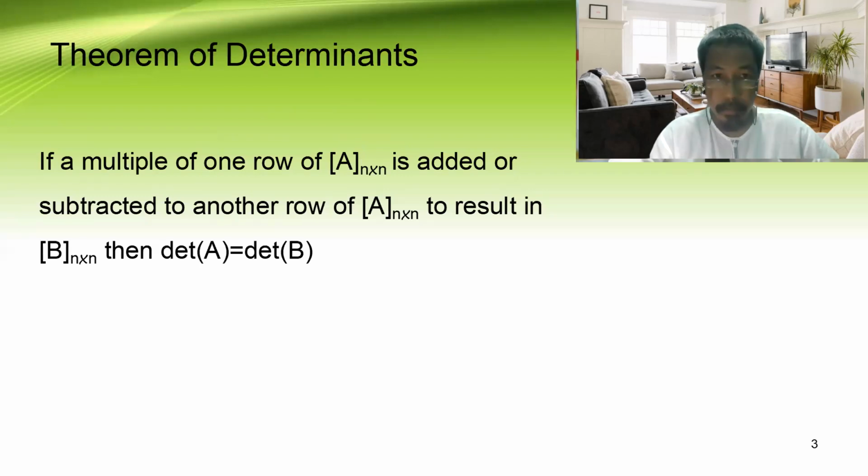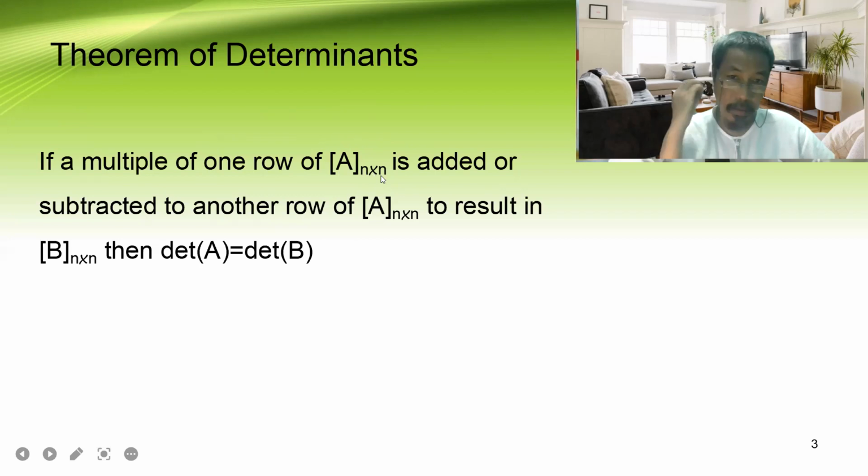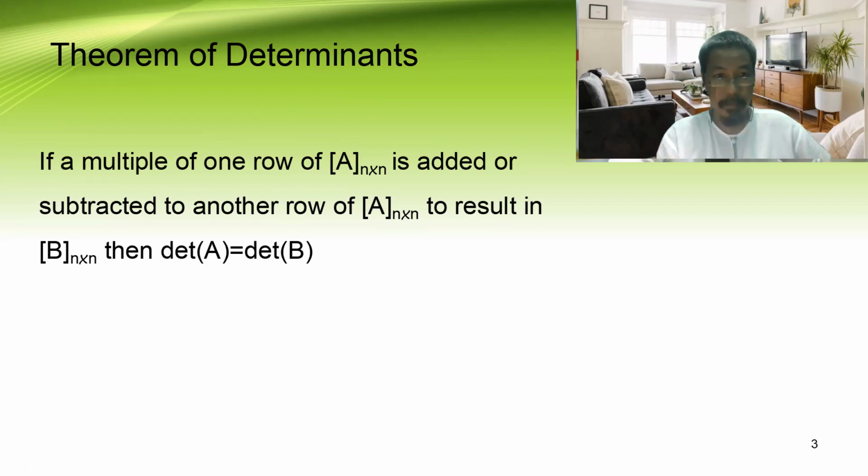Starting with the theorem of determinants. It says that if a multiple of one row of a square matrix, and this is a symbol for a square matrix because this matrix A is n by n, is added or subtracted to another row of a square matrix to result in matrix B, which is also a square, then determinant A is equal to determinant B.